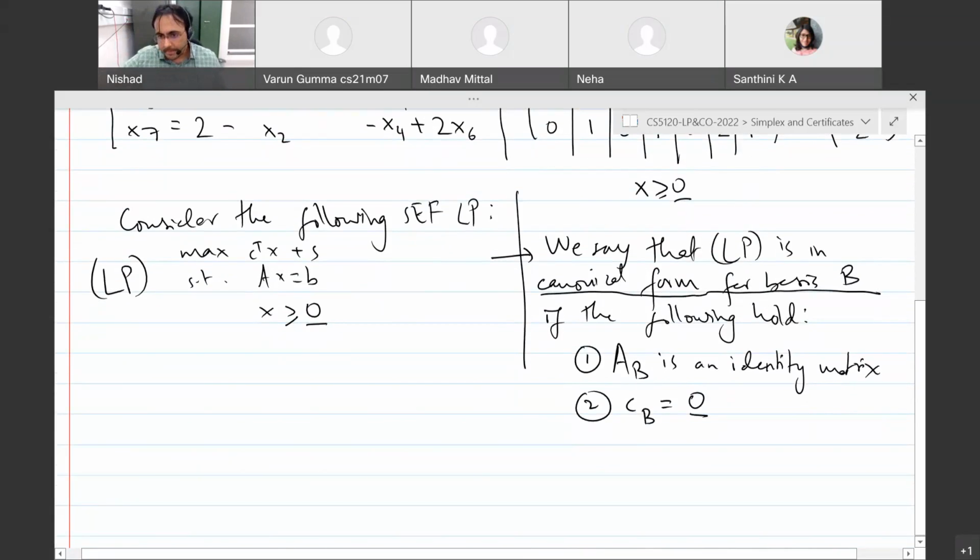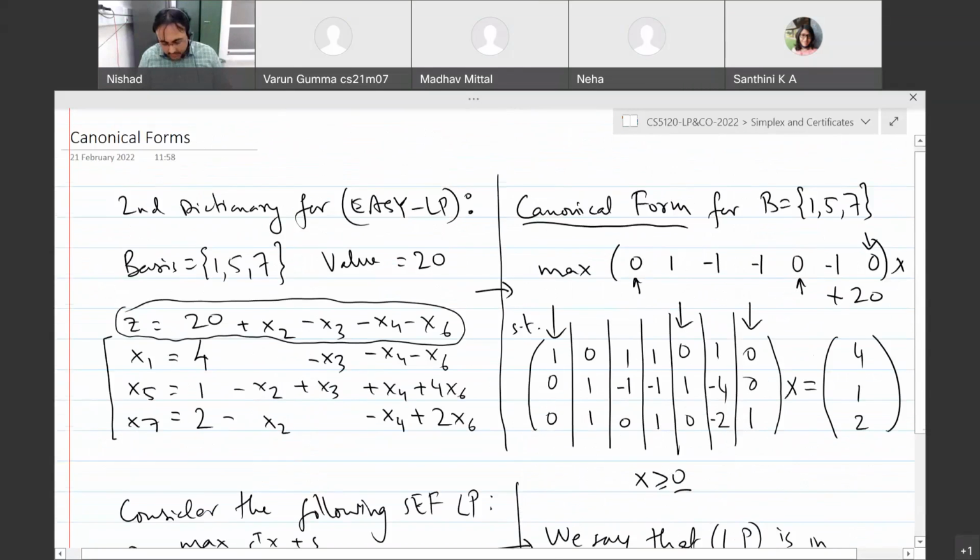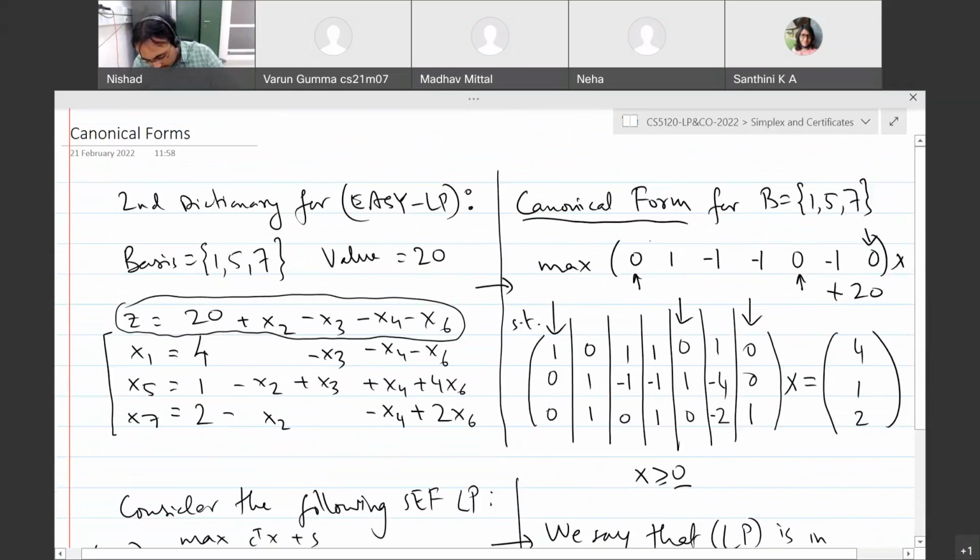Sir, could you just repeat what CB was? I could not get it. Right. So C is our, in this example, C transpose, right? And what I'm saying is I want the basis entries 1, 5, and 7 to be equal to 0.